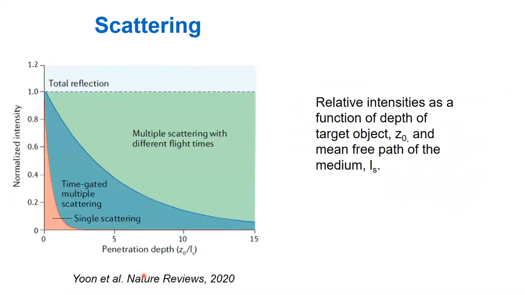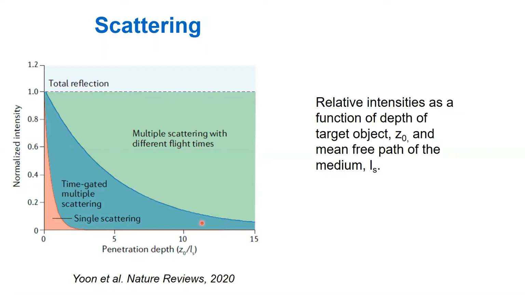Another way of thinking about that, again, this is taken from a review paper that I would highly recommend, is to try to think about the relative intensities of these different types of scattering events as you go deeper into your sample. So as I said, we'd love to be able to retrieve this information from the single scattering event that's shown here in this sort of reddy pinky colour.